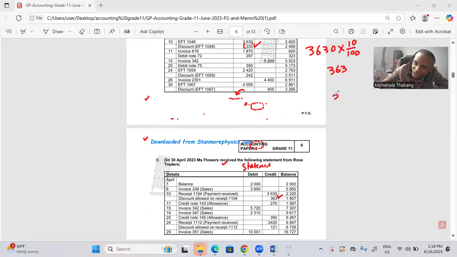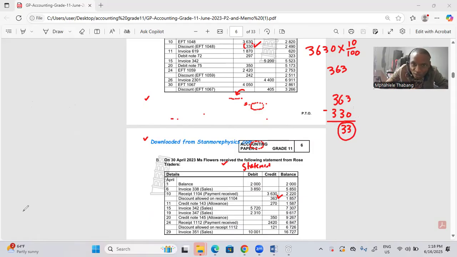So I'm going to say 363 minus 330 is 33. So there is a missing amount of 33 rand. We recorded 330 in the creditors ledger. There is a shortage of 33 because the correct amount must be 363. So I'm going to go to the creditors ledger, update it and say there is a shortage of 33, which is a discount.